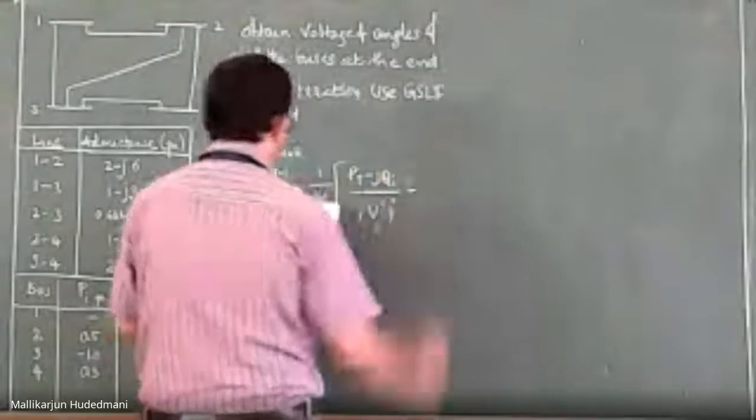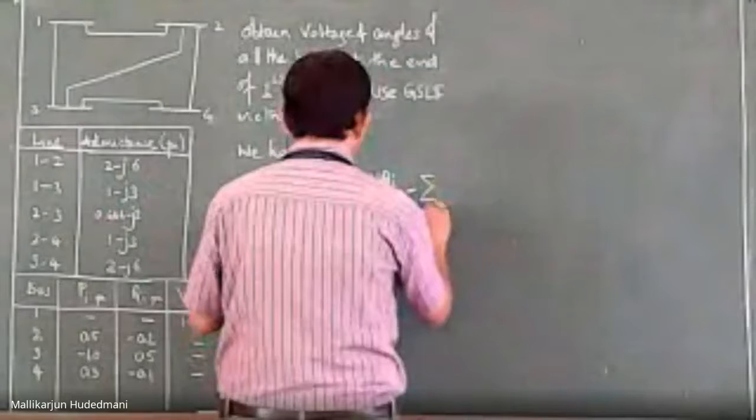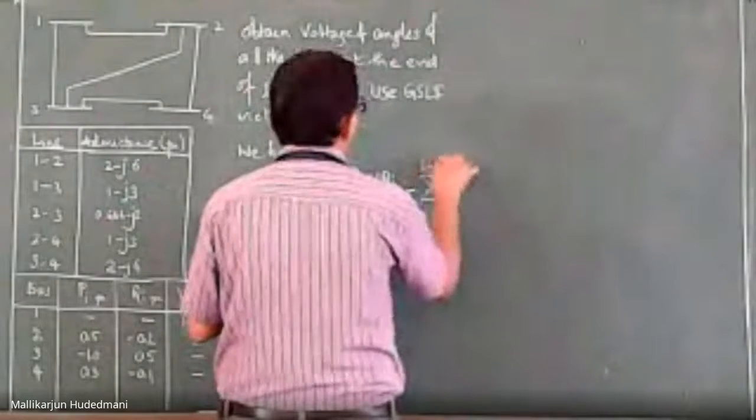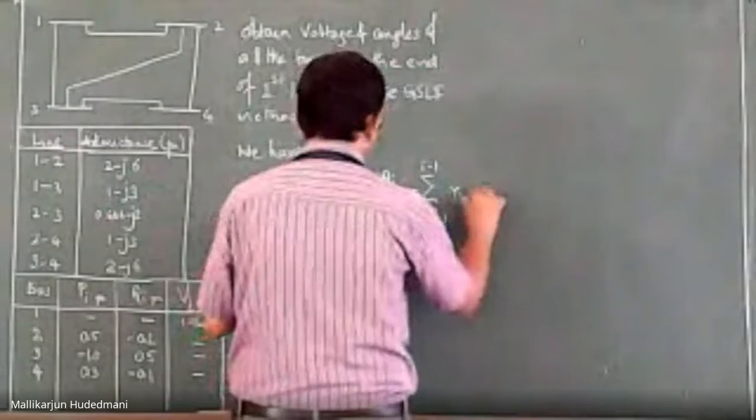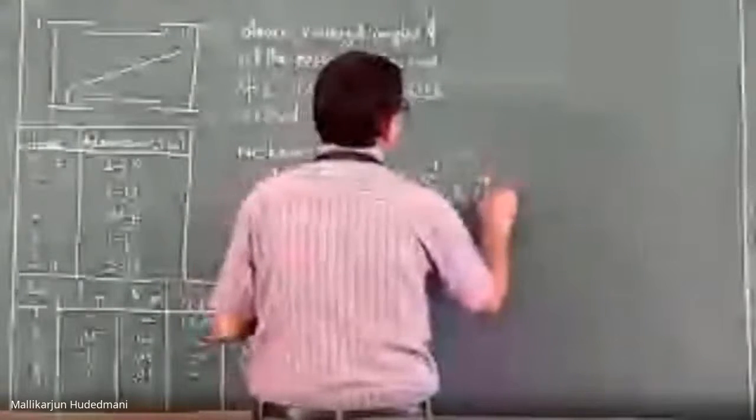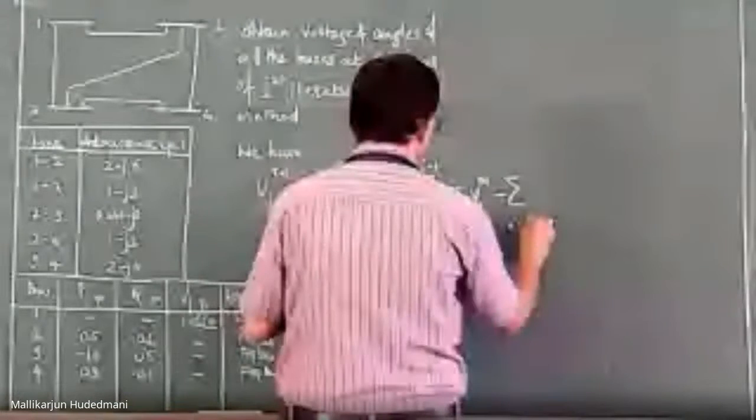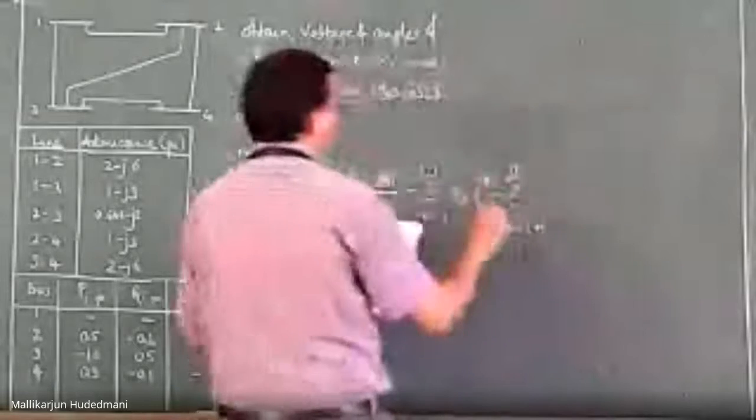Conjugate minus summation K equal to 1 to I minus 1, Y_IK V_K at R plus 1, minus summation K equal to I plus 1 to N. N means the last number for me in the system.